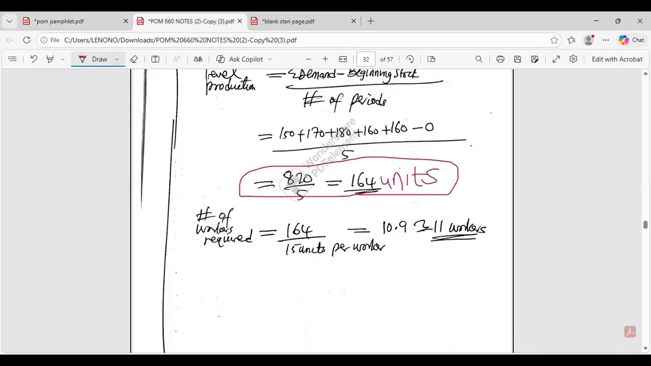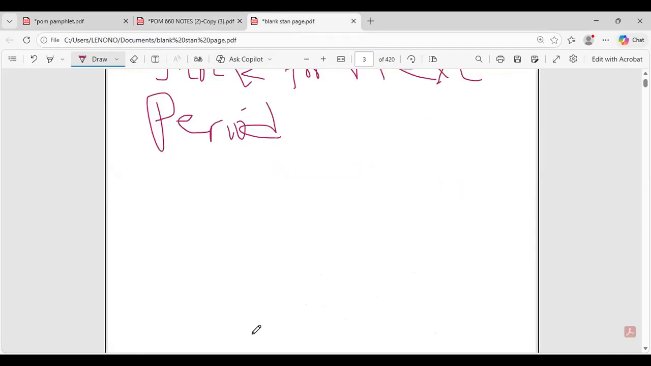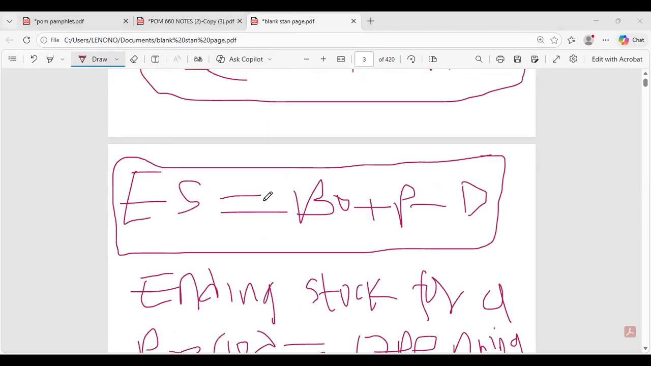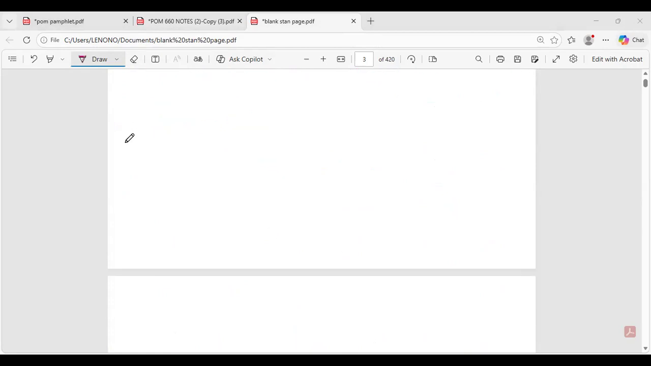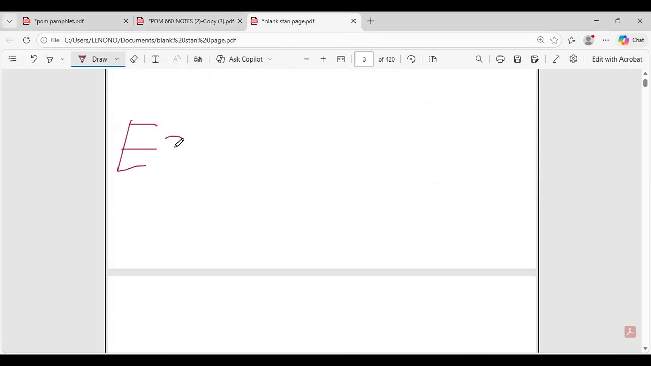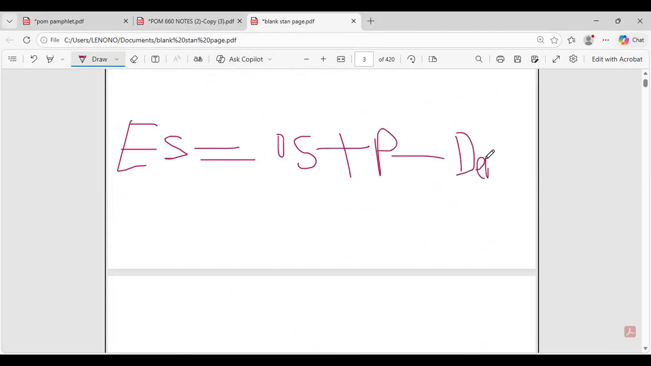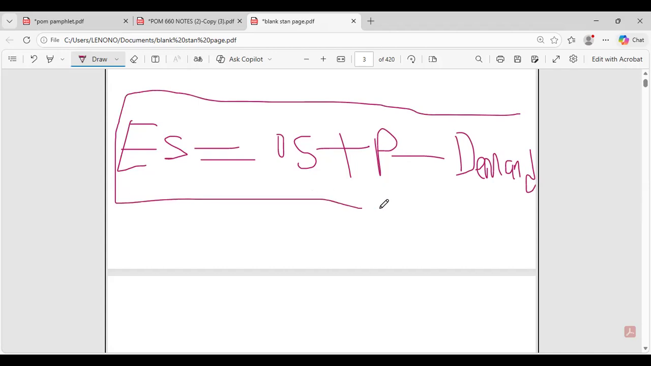Now, when you come here, I was trying to explain that our ending stock is equal to beginning stock plus production minus demand. So ending stock is equal to opening stock plus production minus the demand. This is how you use the formula for our ending stock. Ending stock is equal to beginning stock plus production minus what? Demand. Is that clear?